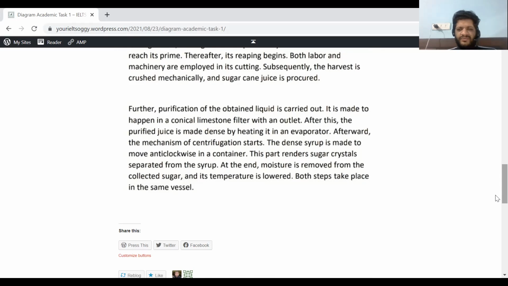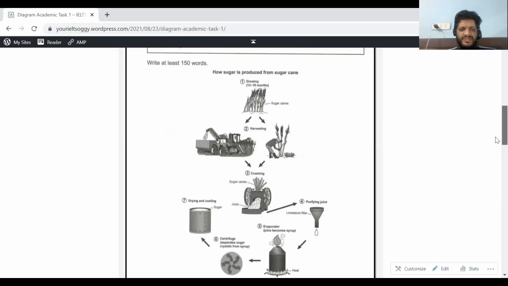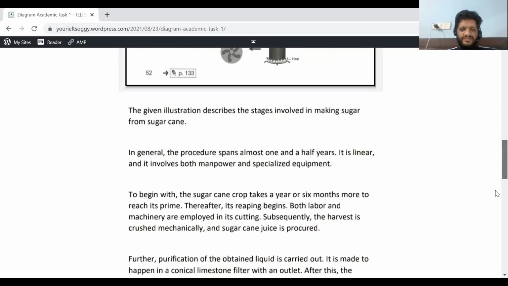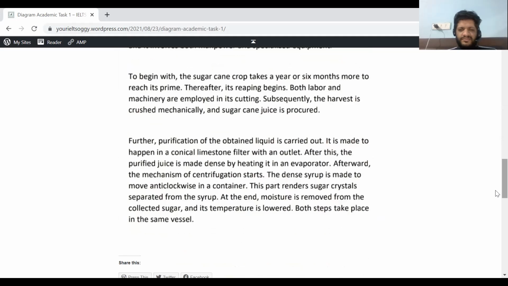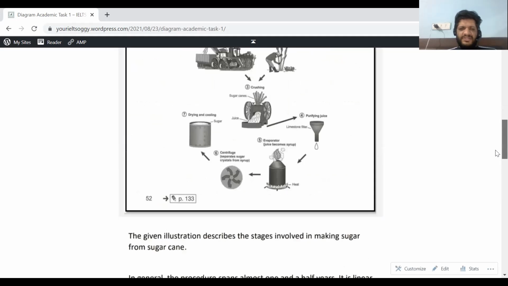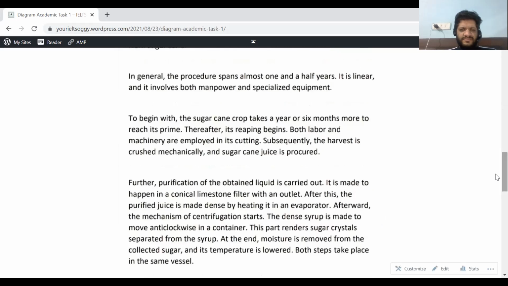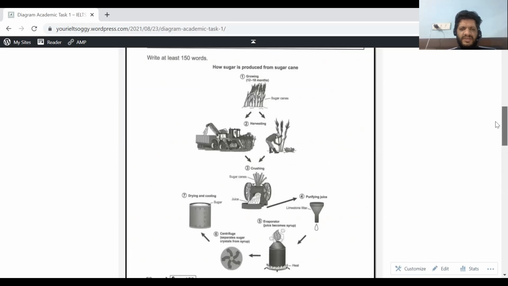At the end, moisture is removed from the collected sugar and its temperature is lowered. So you can see if they are drying it, that means they are removing the moisture, and if they're cooling it, that means its temperature is going down. Both steps take place in the same vessel. You can see both are taking place in the same vessel. Let's give it a revision. So I think I've covered all the points.